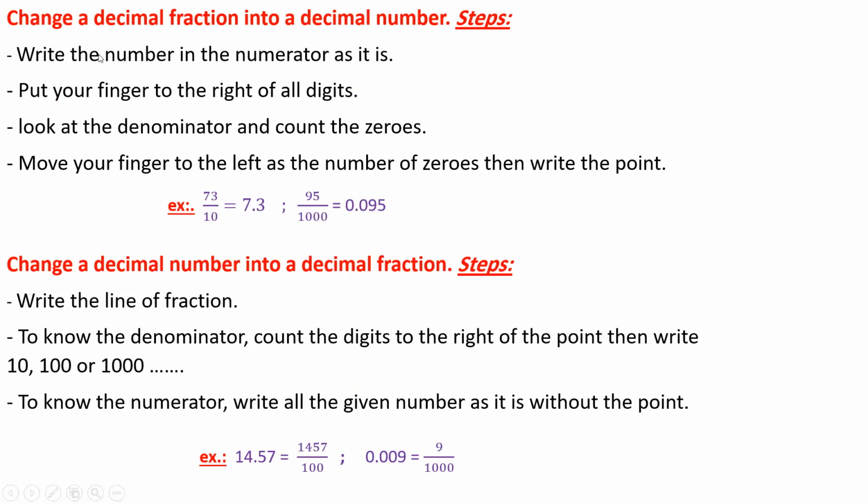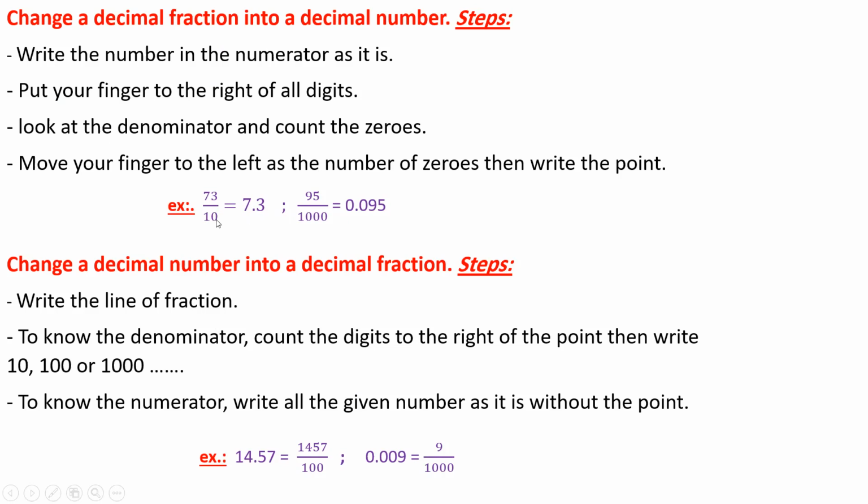Now, how do we change a decimal fraction into a decimal number? We follow these steps. First, we write the number in the numerator as it is. For example, if I'm given 73 over 10, I simply write 73. Now, I know that 73 is a whole number, so it is 73.0. In any whole number, the point is to the right of all the digits. So I put my finger to the right of all the digits.